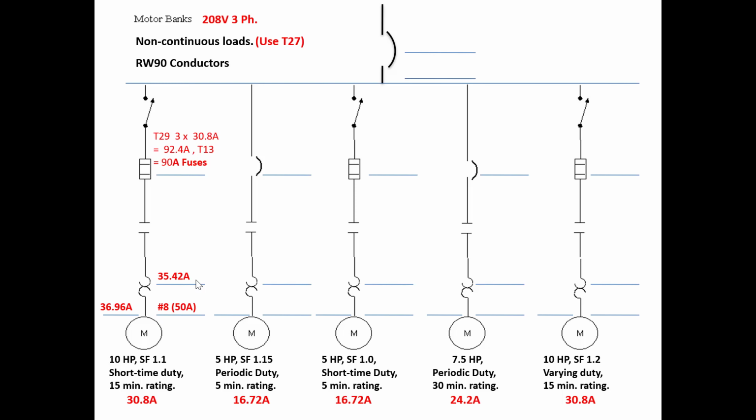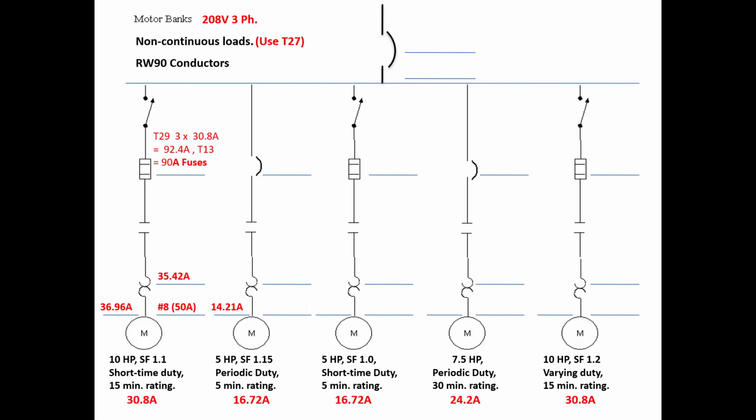So we go short time duty 15-minute rating. I see it's 120. So if I take that FLA of 30.8 times 1.2, that's where I'm getting the 36.96 from. And then we're going to go to table 2 to size that. And we go to table 29, and we're using 300% non-time delay fuse, going down from table 13, picking a 90 amp fuse. So again, just make sure you go to table 27, periodic duty 5-minute rating.